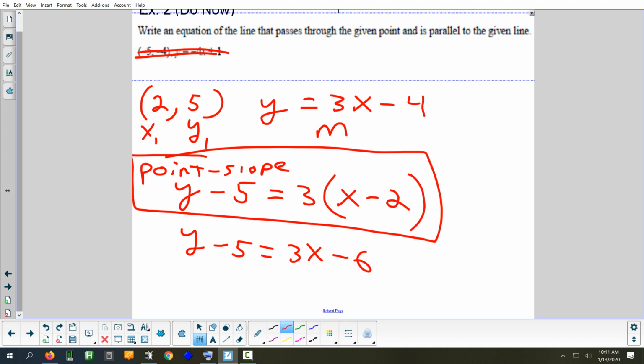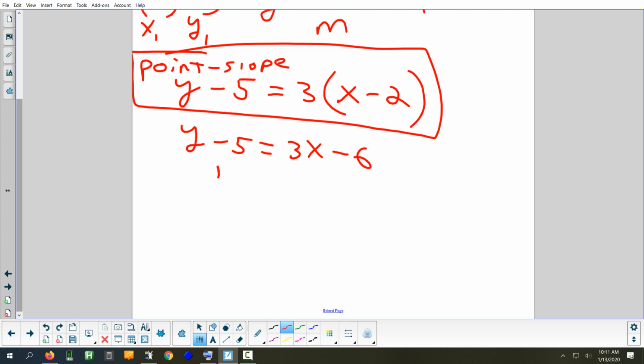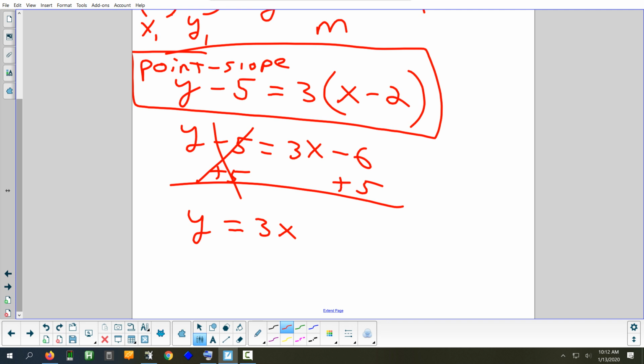Julia, what's my last step? You have to add 5. Yep. We have to add the 5. Minus 5 plus 5, that's gone. What's on the left now? y. Yep, y equals. What's going to come right after the equals? 3x. Yep, we didn't mess with the 3x at all.